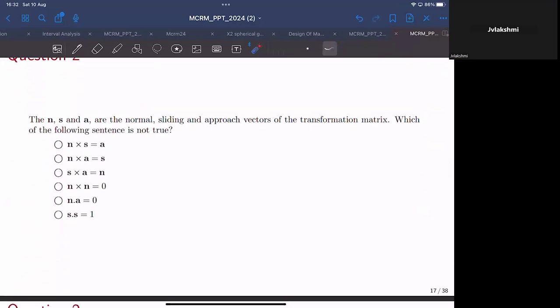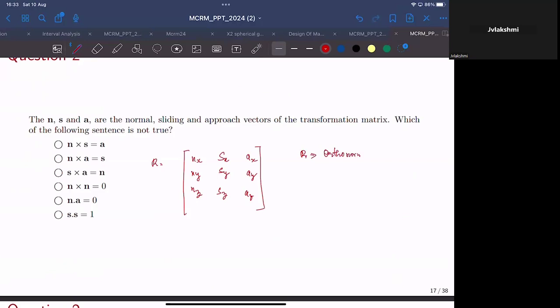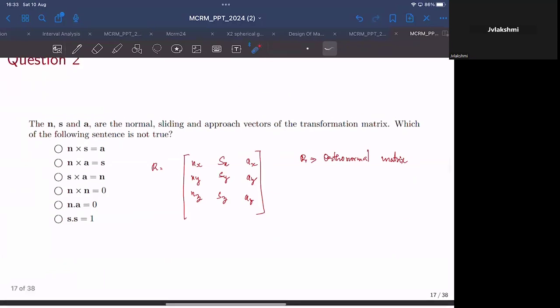N, S, A are the normal, sliding, and approach vectors of the transformation matrix. Which of the following sentences is not true? As I've already said, these N, S, A are vectors: Nx, Ny, Nz, Sx, Sy, Sz, Ax, Ay, and Az. And this rotation matrix R is an orthonormal matrix. So which of the following sentences is not true? We'll consider N dot N equal to 0. That may be wrong. And N cross N, okay, this could be wrong.